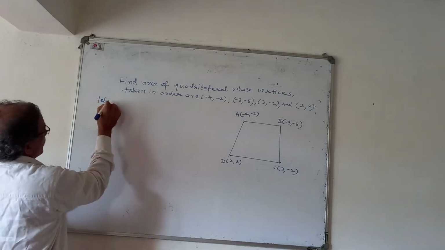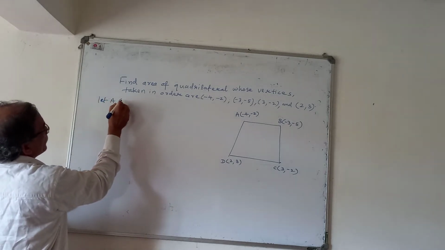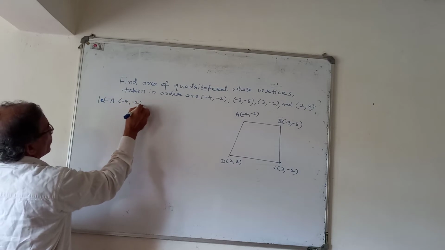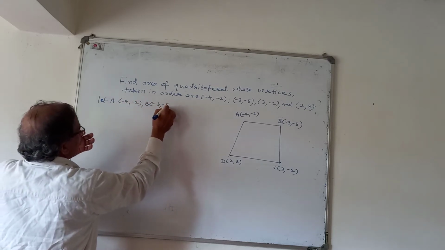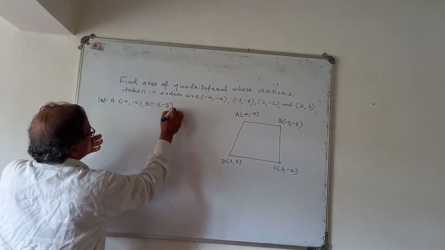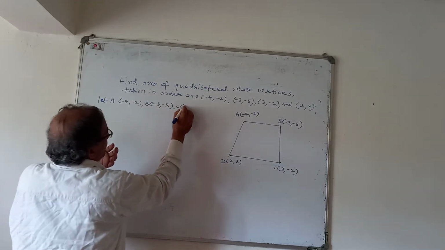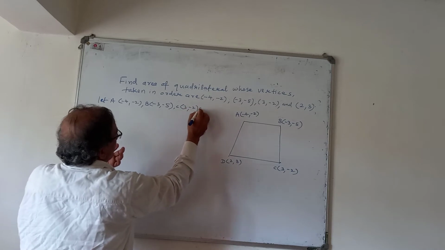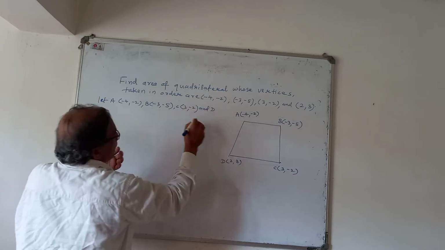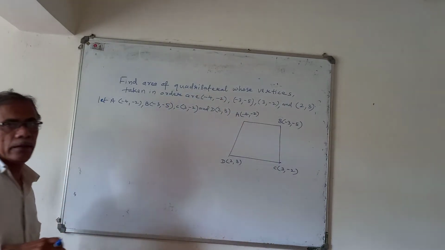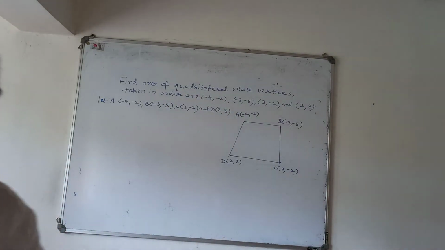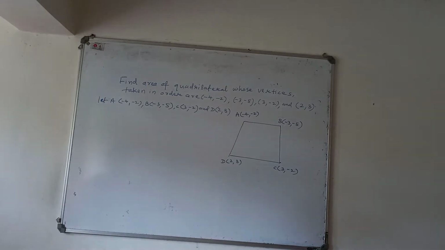We have drawn this figure now. A (-4, -2), B (-3, -5), then C (3, -2), and D (2, 3). So these are the vertices of the quadrilateral. Now we have to find the area of the quadrilateral.